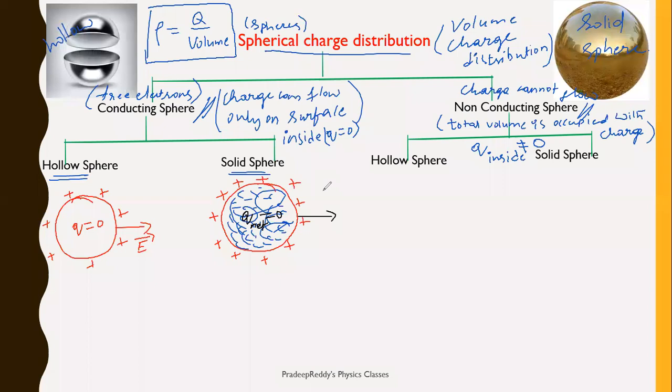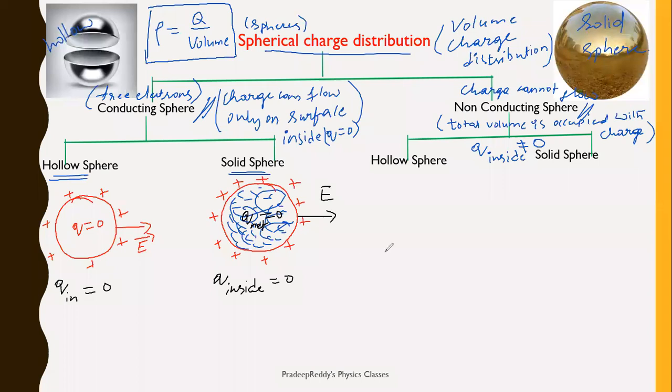So Q inside is equal to 0. In this case also, Q inside is equal to 0. So for a solid sphere or hollow sphere, if it is conducting material, inside charge will be equal to 0. Therefore, field will be equal to 0.